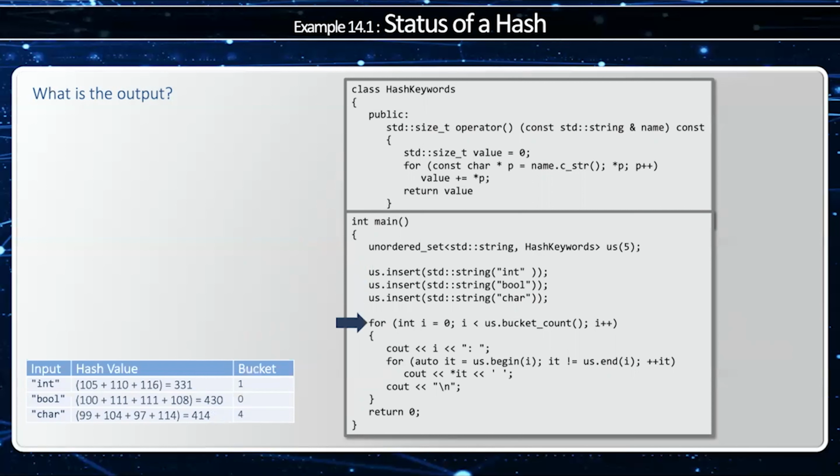Now I'm going to write a loop to display the contents of my hash function. And in bucket 0, I'm going to get bool. In bucket 1, I'll get int. Bucket 2 and 3 are empty, and in bucket 4, I will get char.